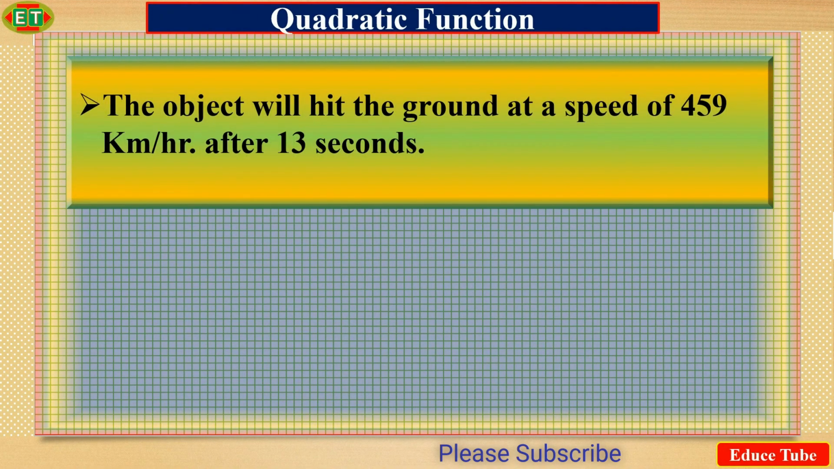The object will hit the ground at a speed of 459 km per hour after 13 seconds. And the quadratic equation we got is minus 4.9 t square minus 5 into 10 to the power minus 13 t plus 828.1 equal to 0.